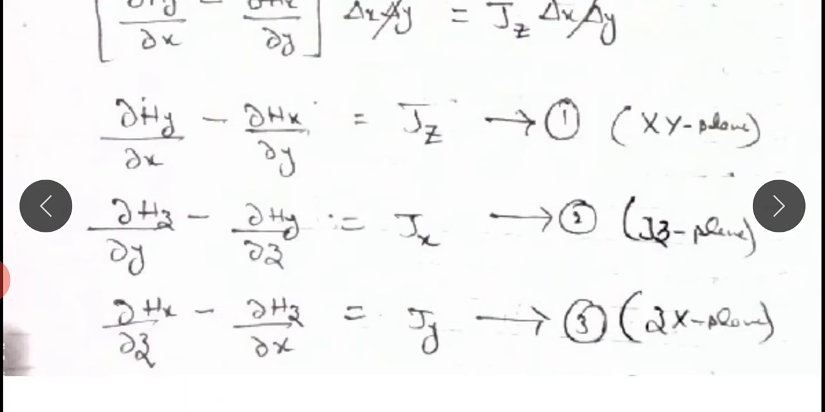So next the zx plane, so dou z dou x, zx sequence. Here denominator dou z, next one dou x. In the numerator, opposite: dou into hx minus dou into hz. So next, the zx plane normal component equals jy. Equation number 3. So equation 2: dou by dou y into hz minus dou by dou z into hy equals jx. Equation 3: dou by dou z into hx minus dou by dou x into hz equals jy.